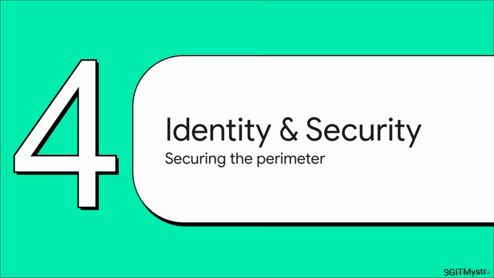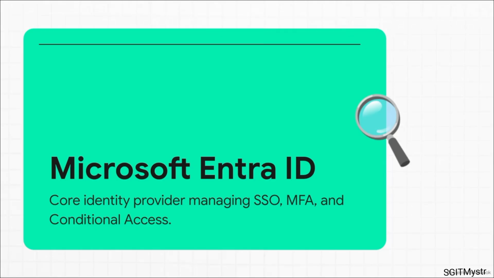Section 4. Identity and Security. The roads are built, traffic is flowing, so now we desperately need a robust security system to control exactly who gets into our building. And this whole process starts with Microsoft Entra ID, which you might know by its former name, Azure Active Directory. Entra ID is essentially the front door security guard for your entire Azure environment. It acts as the core identity provider, completely managing single sign-on, enforcing multi-factor authentication, and utilizing conditional access to make sure only the right users on trusted devices actually gain entry.